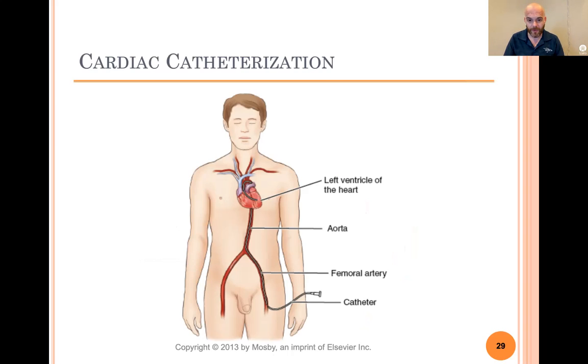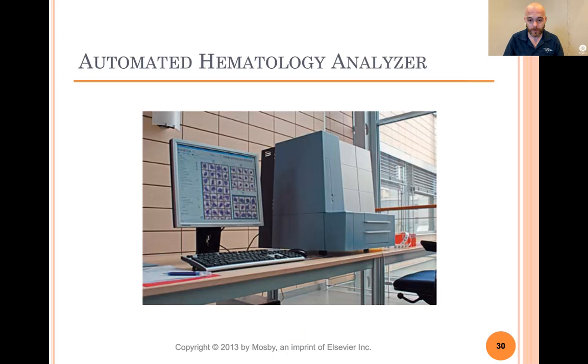This is what a cardiac catheterization looks like. This is where they're sending the camera all the way from the leg through the femoral artery, all the way up the aorta and into the heart. It's a machine.